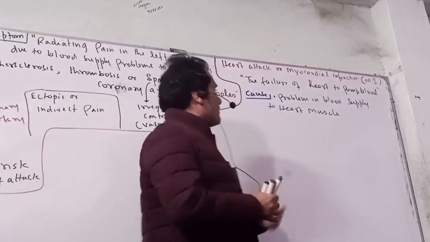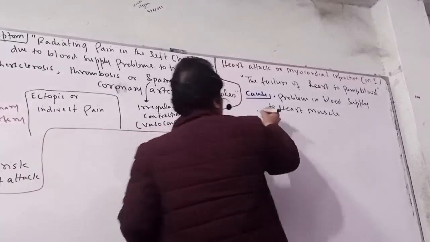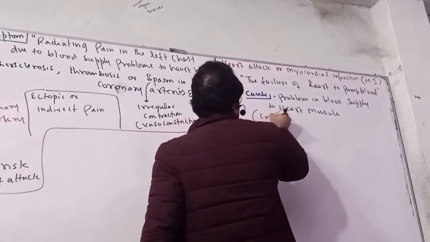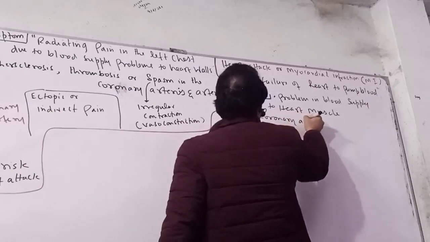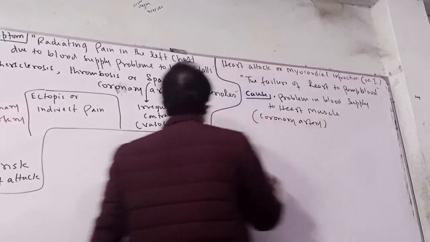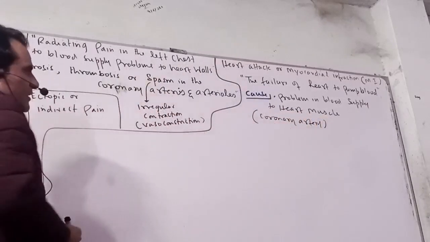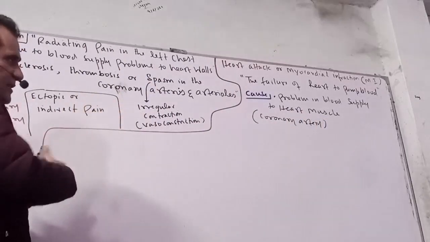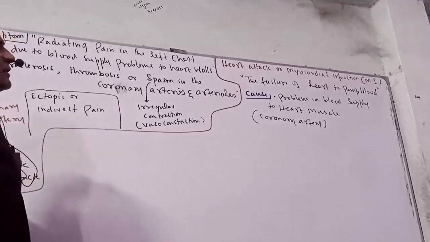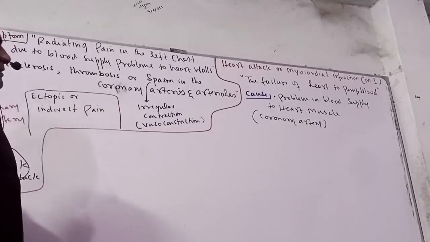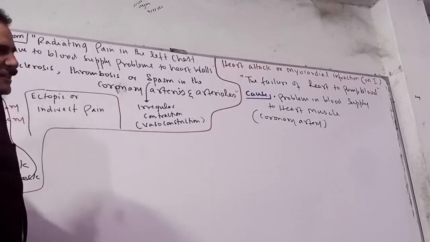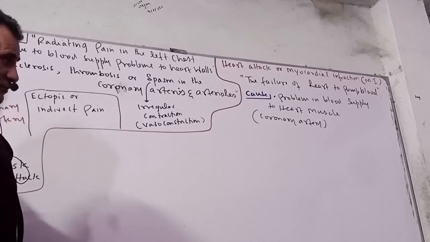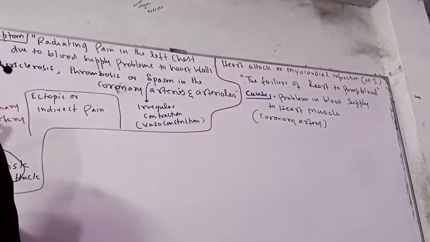The blood supply to the heart is a problem, the problem is in the blood supply through the coronary arteries. The coronary arteries get blocked. That causes the heart attack, and part of the heart muscle is damaged.